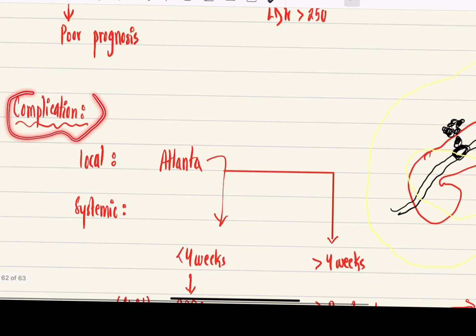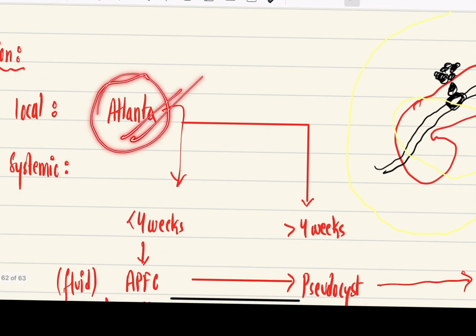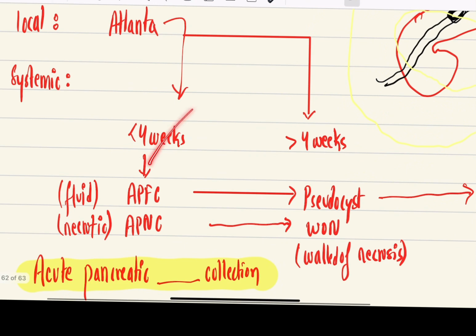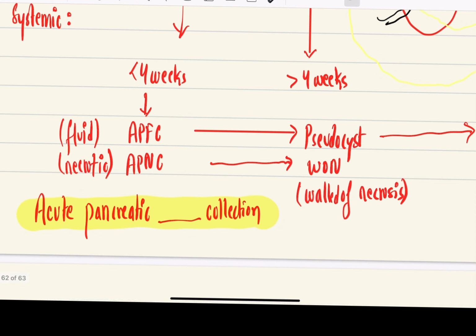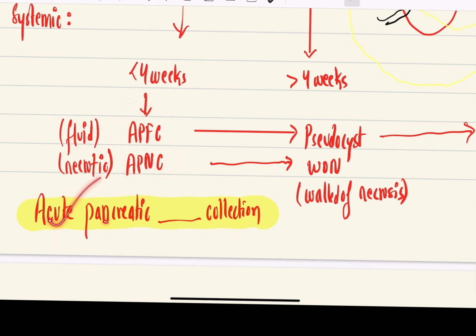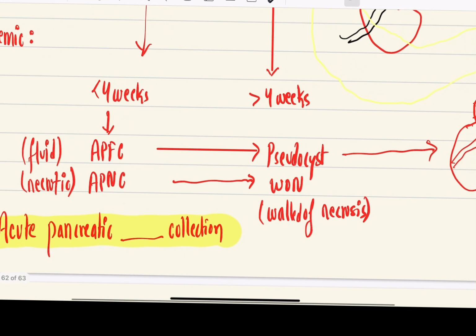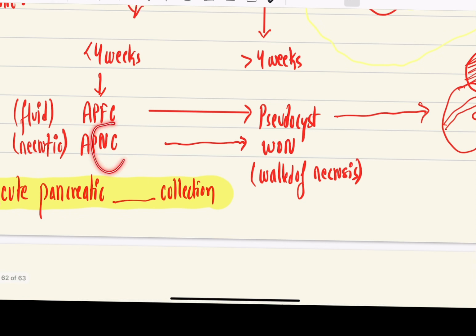Now let's see the complications. Complications are divided into local and systemic. Local complications are again divided according to the Atlanta classification into less than 4 weeks or more than 4 weeks. If less than 4 weeks, it might cause APFC and ANC. APFC stands for acute peripancreatic fluid collection, and ANC stands for acute necrotic collection. And if this persists for more than 4 weeks, then APFC, acute peripancreatic fluid collection, will result in pseudocyst, and acute necrotic collection results in WON or walled-off necrosis.